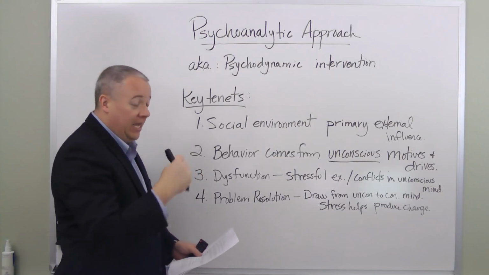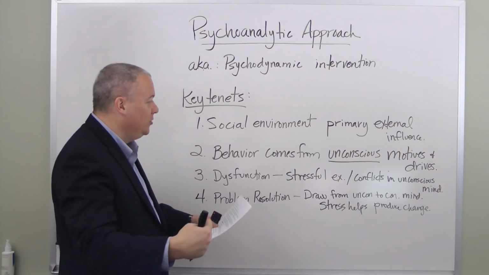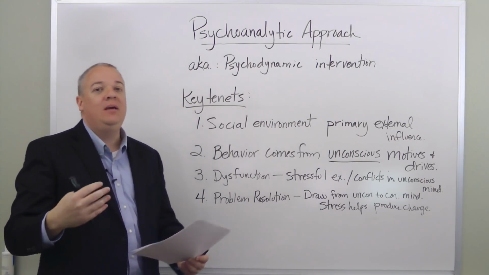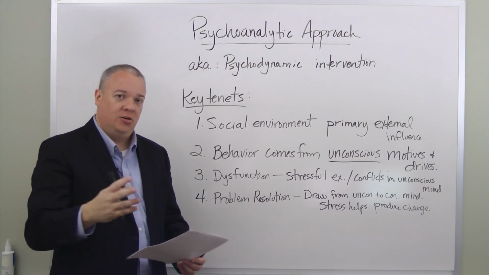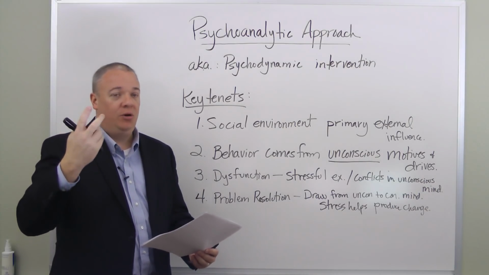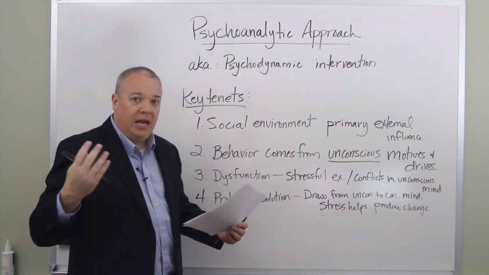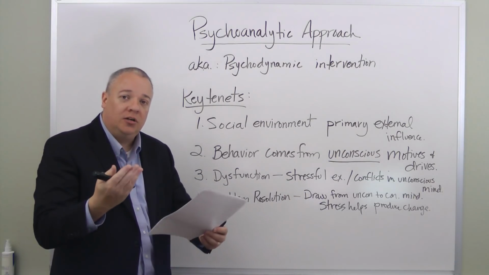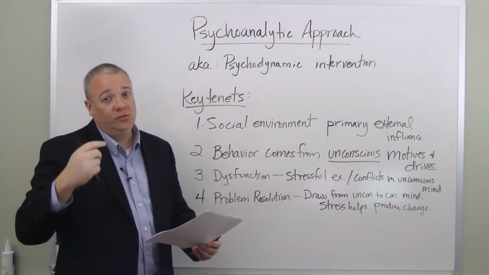Second, behavior, how people act, flows from the unconscious mind and unconscious drive. So in many ways, they don't know why they're doing what they're doing. It's flowing out of the unconscious mind, drives, motives, and those sorts of things. But their behavior flows out of that. So you've got the external factors of the social environment, and then internally, these unknown motives and drives from the unconscious mind.